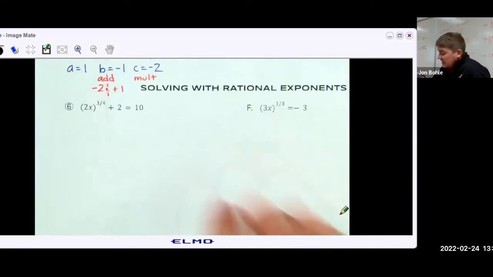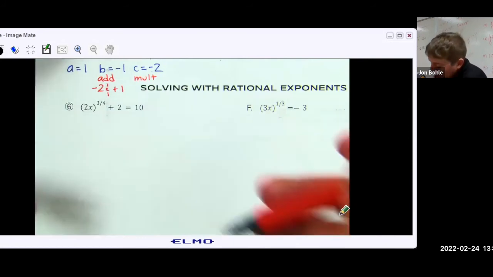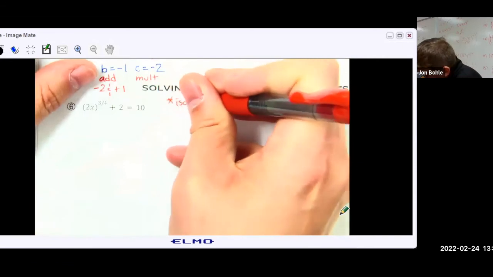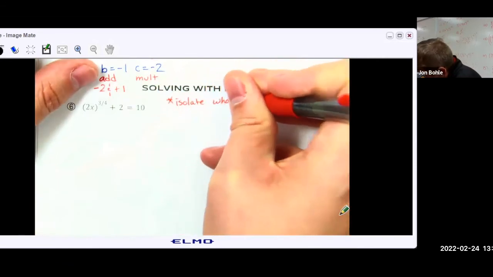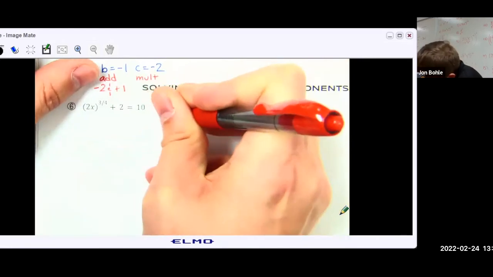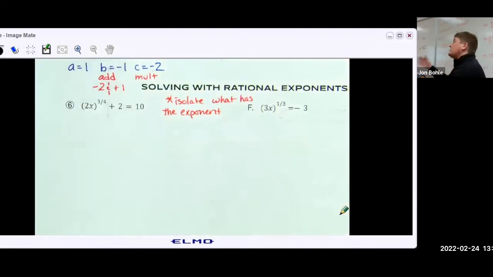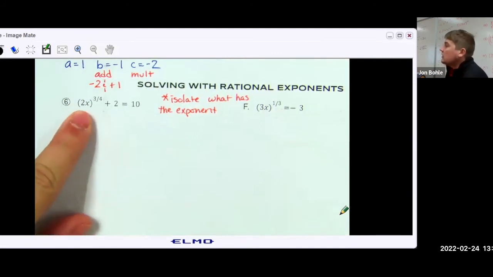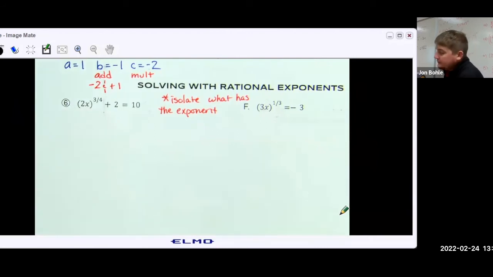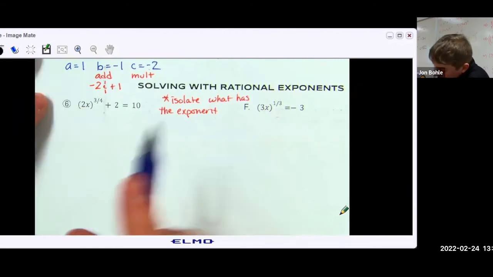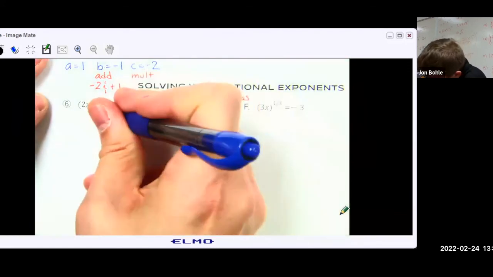Okay. Now in 6, much like when you want to get the radical by itself, on these problems you want to isolate what has the exponent. So I have 2x to the 3/4 power. That means I want to get this thing here all by itself. I want to isolate whatever has that exponent. This one I can do -2. This 2 is not having that exponent, so I need a -2 right off the bat.